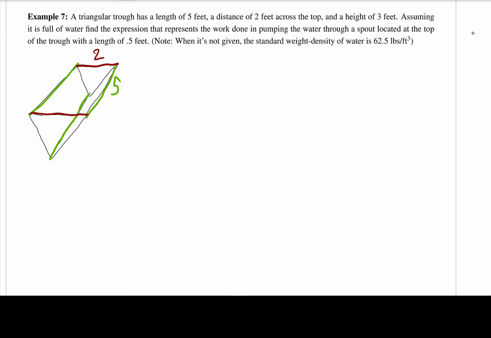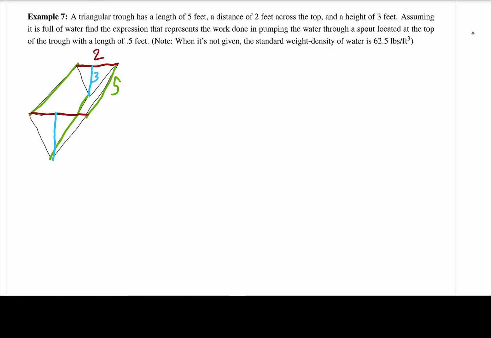And then it has a height of 3 feet. That tells me that this distance and this distance are both 3 feet. We're going to assume it's full of water. So I'm not going to draw a water level this time because it's completely full. That should tell us that we already know our integral is going from 0 to 3. It's going from the bottom of the trough to the top, so we're looking at the height.